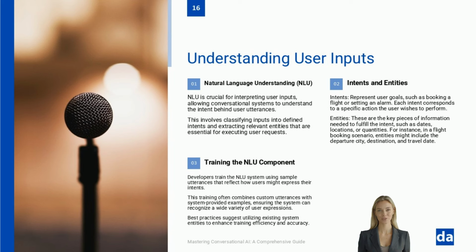Intents represent the goals of the user, such as booking a flight or setting an alarm. Each intent is linked to a particular action that the user wants to take. On the other hand, entities are the critical pieces of information required to carry out these intents. For example, in the context of booking a flight, entities could include the departure city, destination, and travel date.